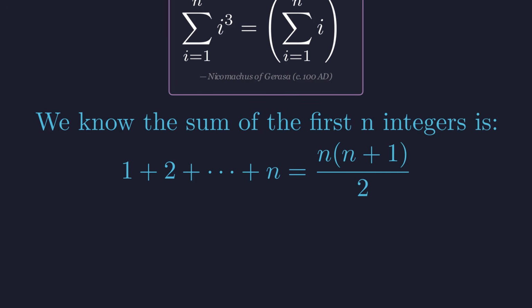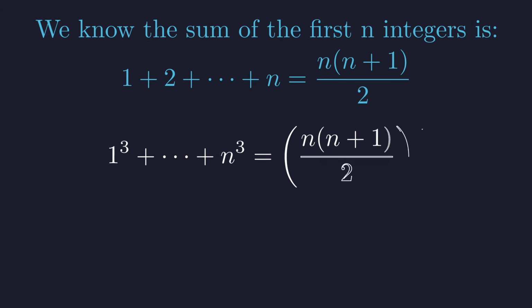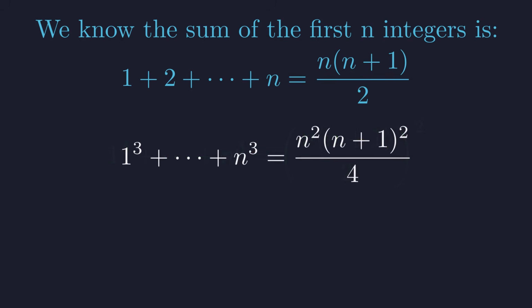And we know the formula for the sum of the first n integers. The nth triangular number is n times n plus 1, divided by 2. With these two facts, our proof becomes a simple substitution. We replace the sum of the integers in Nicomachus' theorem with its known formula. Now all that remains is to square the expression on the right. And this gives us the original formula.